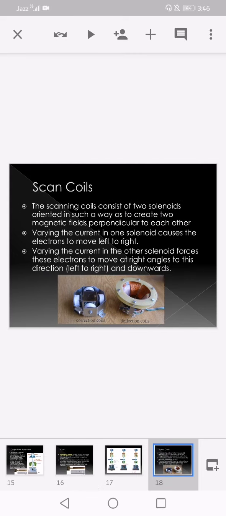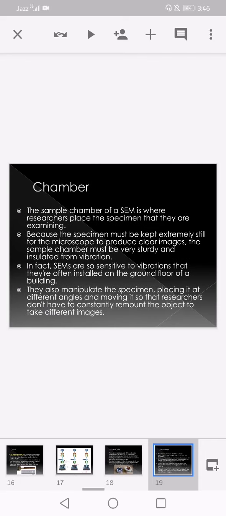Scan coils. The scanning coils consist of two solenoids oriented in such a way as to create two magnetic fields perpendicular to each other. Varying the current in one solenoid causes the electrons to move left to right. Varying the current in the other solenoid forces these electrons to move at right angles to this direction and downwards.